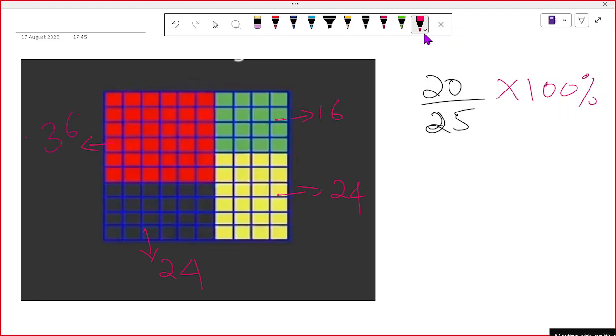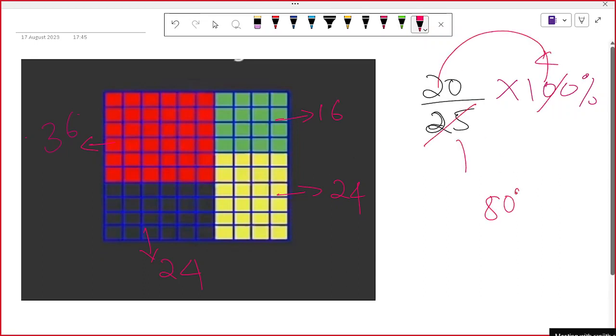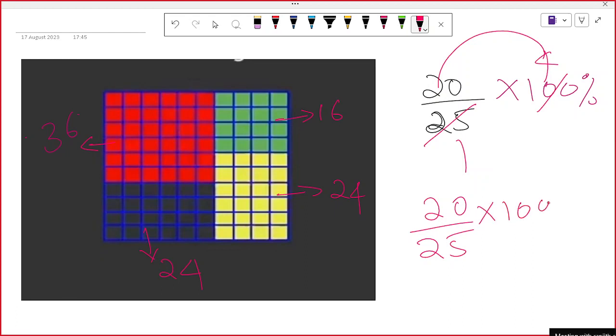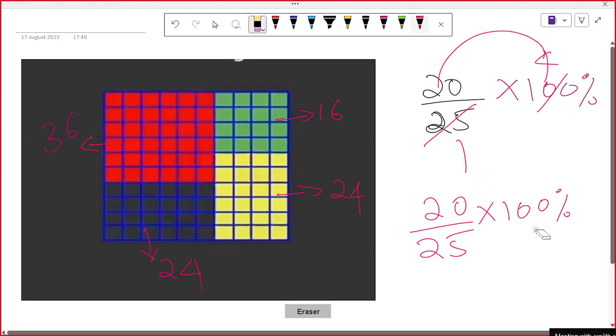Sir, 80%. Yes. 25 ones are 25, fours are 100. 4 into 20 is 80%. Okay, 4 into 20 is 80%. So this is percentage. If they ask your max marks, we don't tell 20 out of 25. We simply convert into percentage, into 100%.